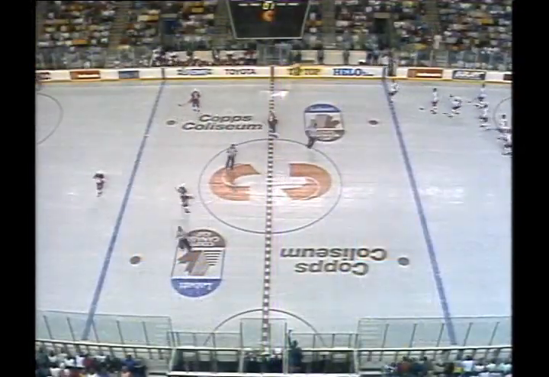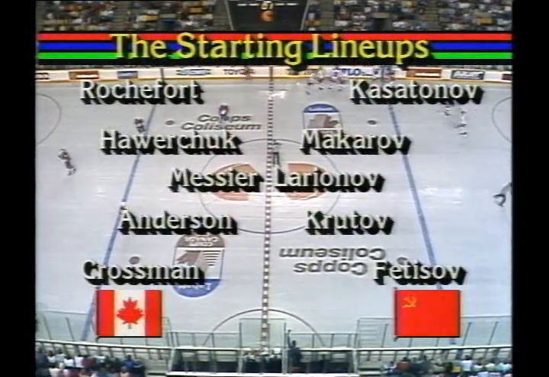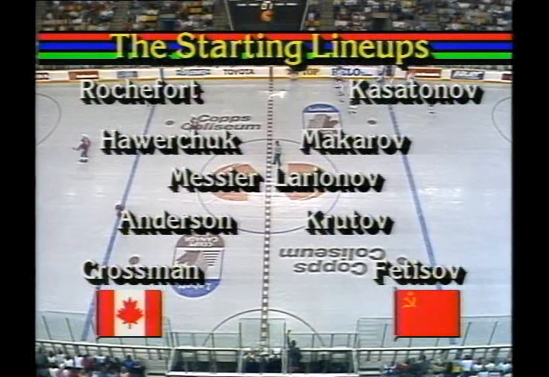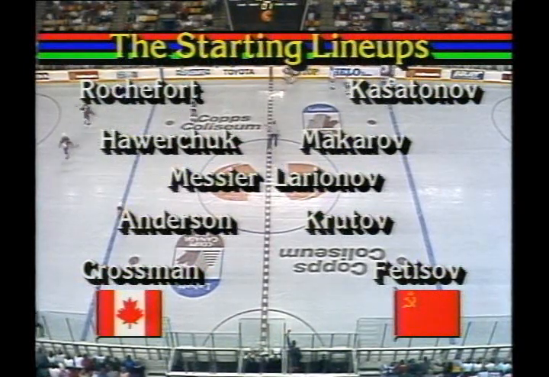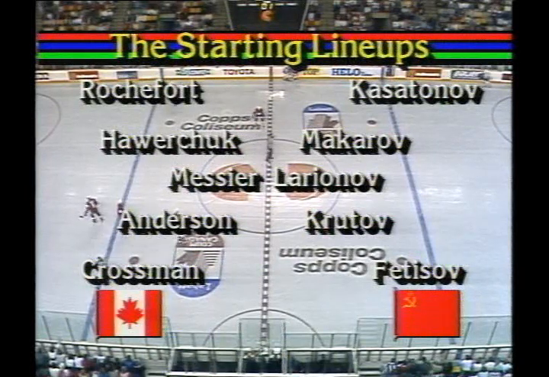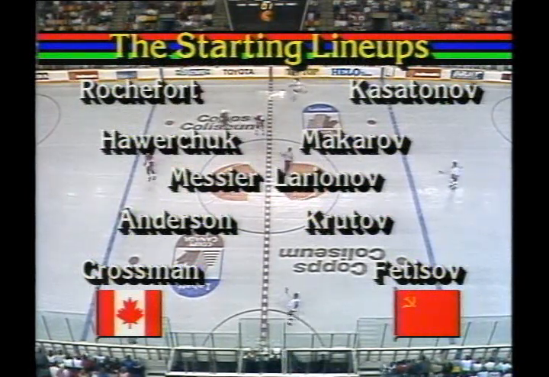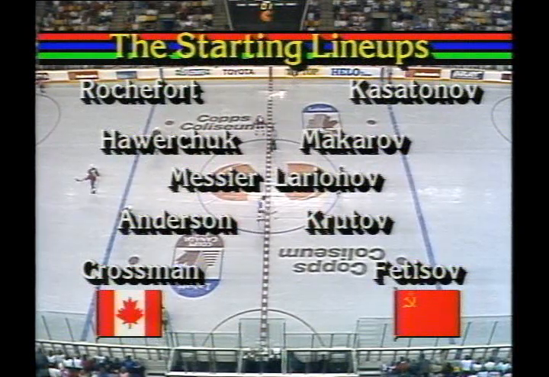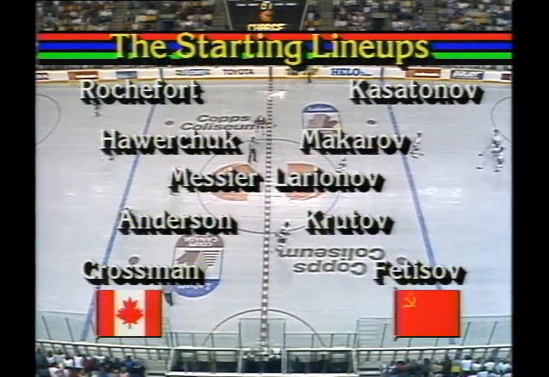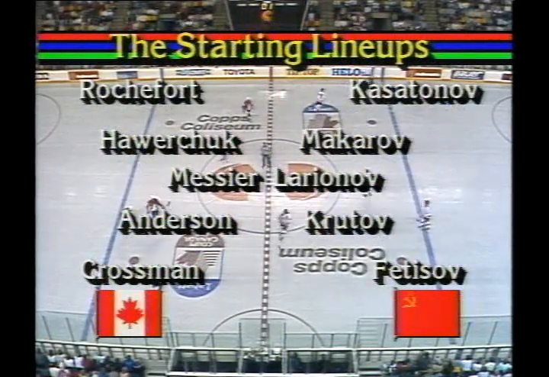And the starting lineups for Team Canada and the Soviet Union. Team Canada defending the goal down to our left, and there you see it with Messier at center. He'll start this game facing off against Igor Larionov of the Soviet Union. Larionov, Makarov, Krutov, Fetisov, Kasatonov, and Hawerchuk on the left side, Anderson on the right wing, Doug Crossman, and Norman Rochefort for Team Canada.